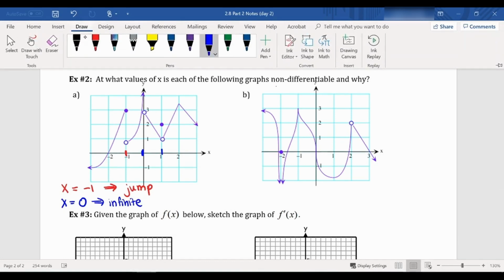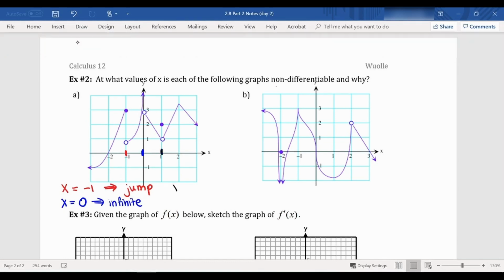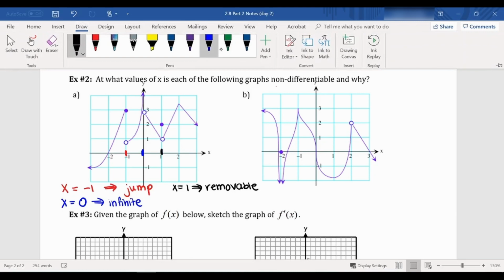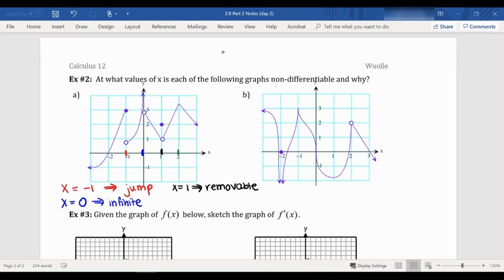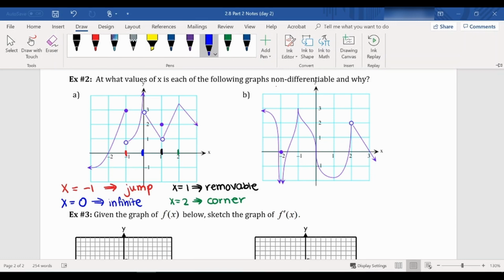Here at 1, we have removable. And over here at 2, we have a corner. If you want, you could pause the video here and try B on your own. If you would like to see the answers right away and write them down as examples, we'll keep going.